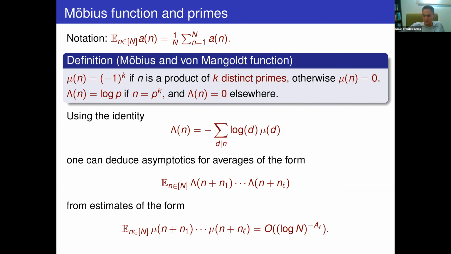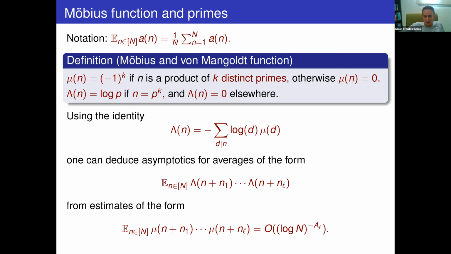Now the Mobius function is ±1. The values that are ±1 are supposed to be randomly distributed, so we expect all these correlations, at least when the n_j's are distinct, to converge to 0. But if you want to prove things for the von Mangoldt function, not only do you need to prove that these things go to 0, but that they go to 0 with some appropriate speed. And the speed that works is a logarithmic saving with some power that depends on the number of factors. And you would like to prove a similar statement for arithmetic progressions. I'm just simplifying life a little bit.